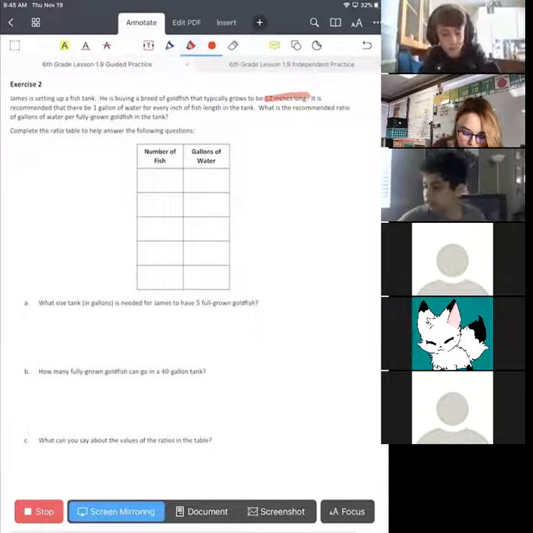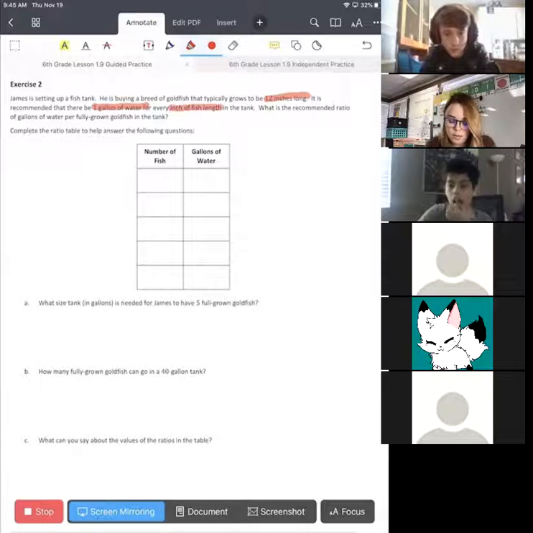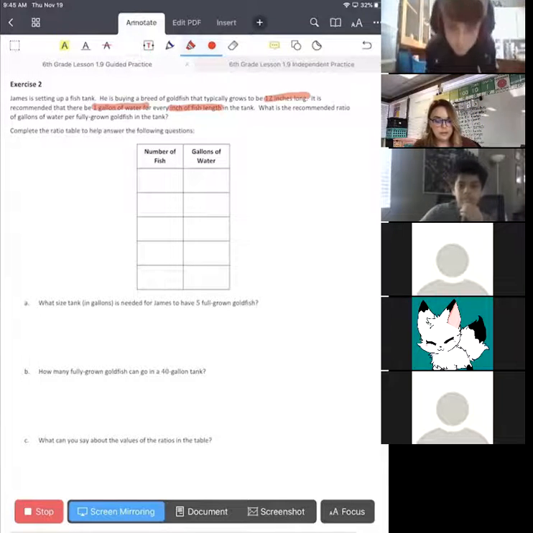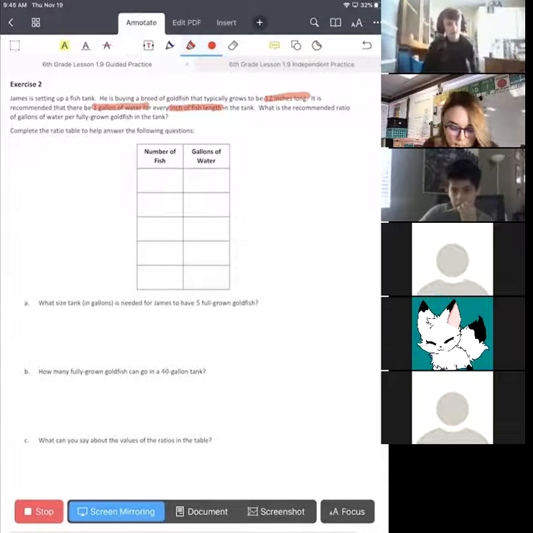It is recommended that there be 1 gallon of water for every inch of fish length in the tank. What is the recommended ratio of gallons of water to fully grown goldfish in the tank?